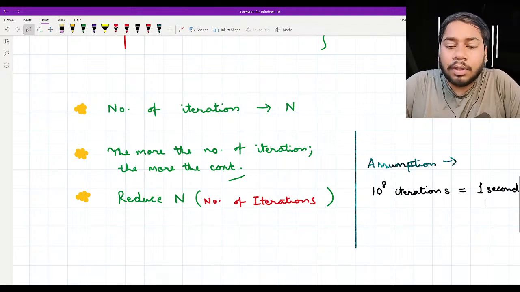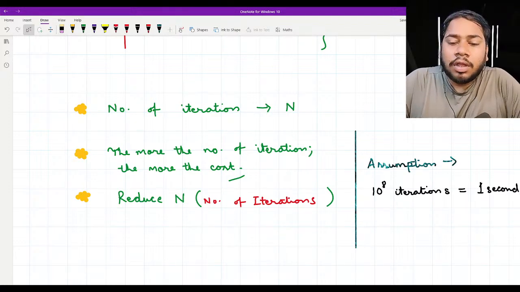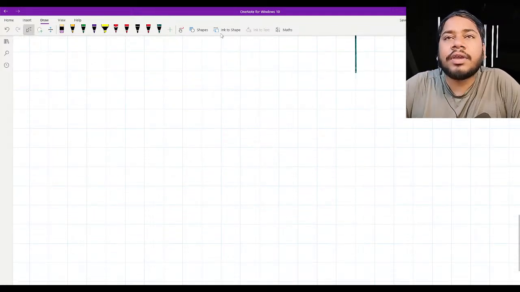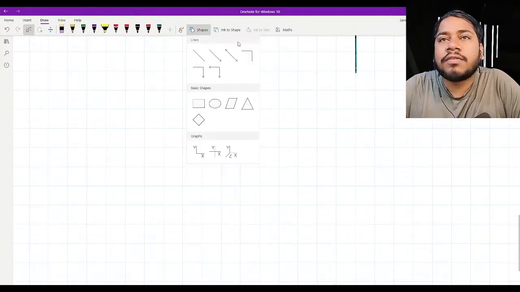So can we create a table here? Let's create a table.